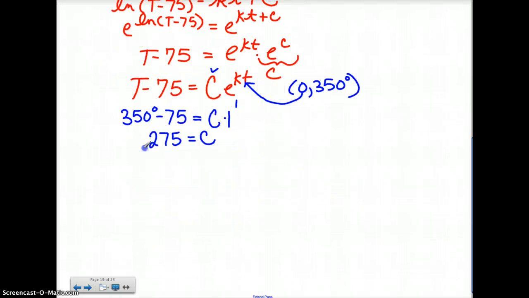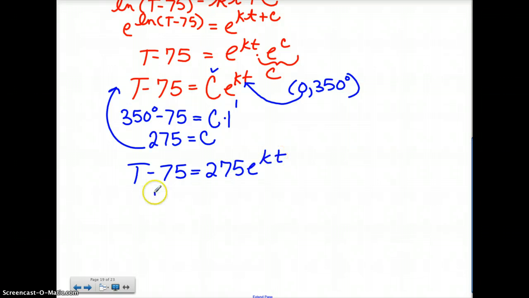All right, so now I'm ready for a rewrite. I'm going to go back up here and rewrite that. I've got T minus 75 is equal to 275 e to the kt. Well, I'm going to move that 75 over here. I could have done it before also; it doesn't really matter. So here's my equation as it stands.